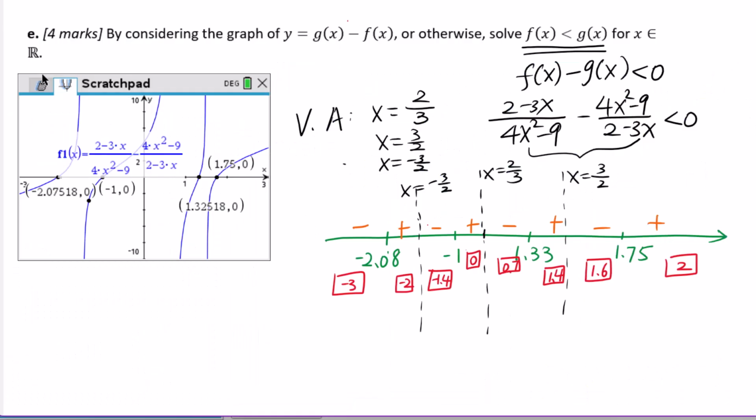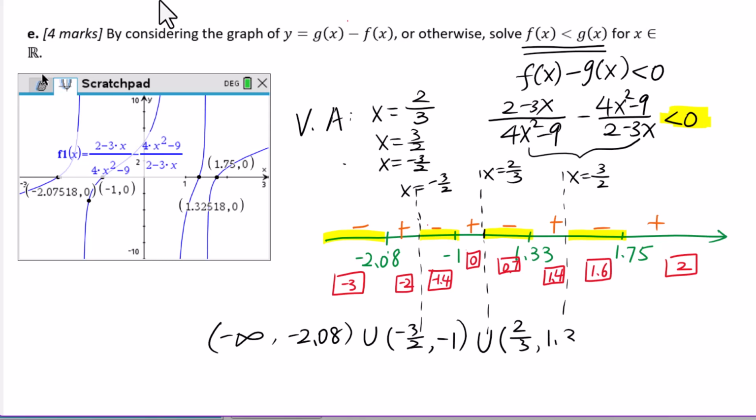Positive. Since we are looking for less than zero, the intervals with the negative sign are our solution. So, from negative infinity to negative 2.08, union, negative 3 over 2 to negative 1, union, 2 over 3 to 1.33, union, 3 over 2 to 1.75, is the solution to f of x less than g of x.